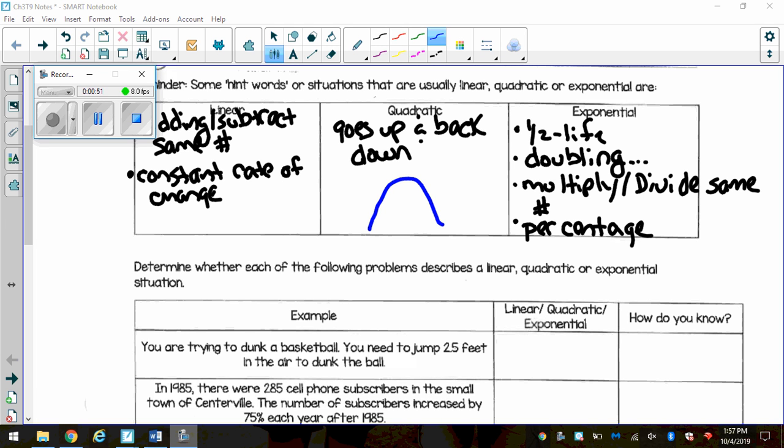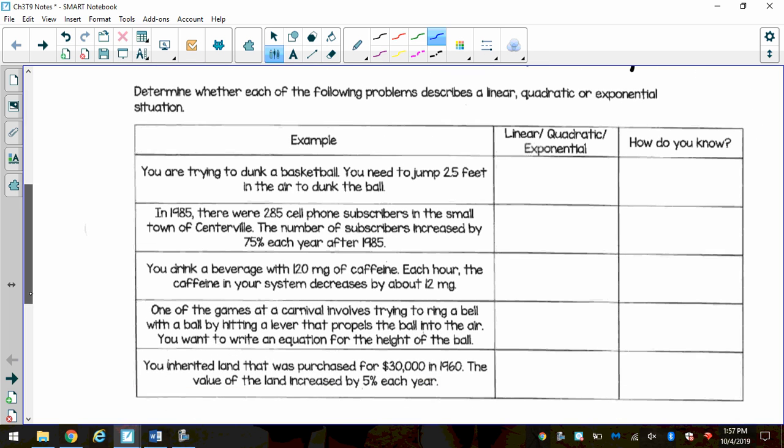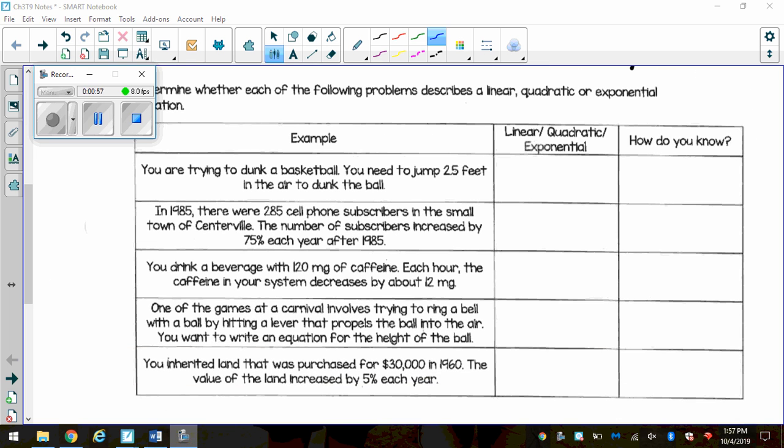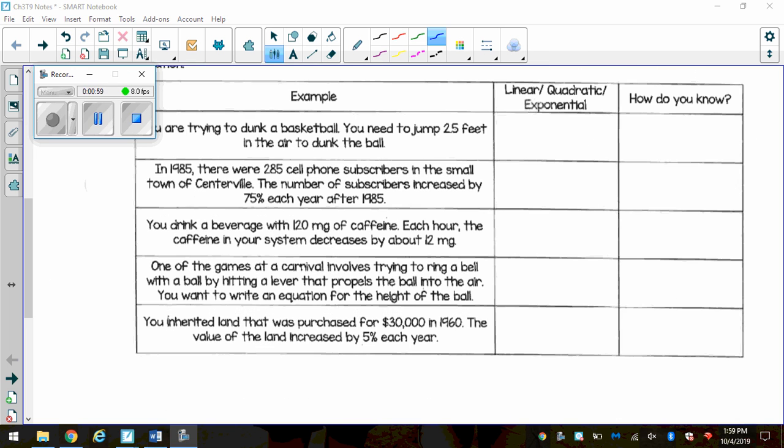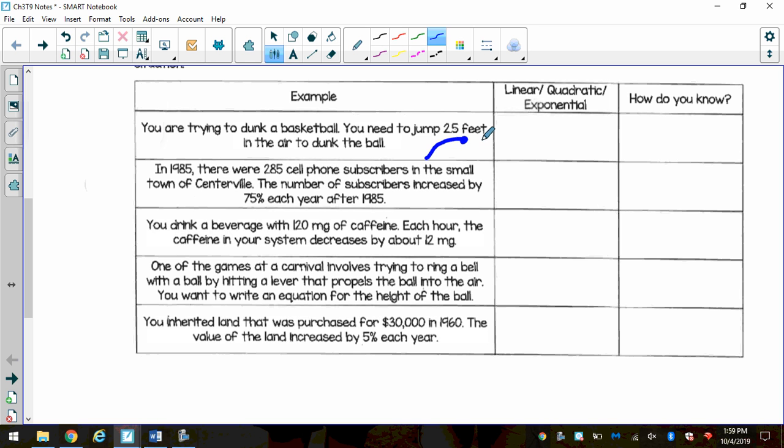So now let's look at certain word problems down here, and we're going to try to distinguish between which one is which and how we would actually know it's that one. Okay, so the first one says you're trying to dunk a basketball and you need to jump 25 feet in the air to dunk the ball. So in my opinion, if you're jumping to dunk a basketball, you're going to be jumping like this. You're not going to try to jump straight up and down. You're going to get more air if you go at an angle. So that would be more of a quadratic model here. And that's how I knew just by the shape it would take you to do it.